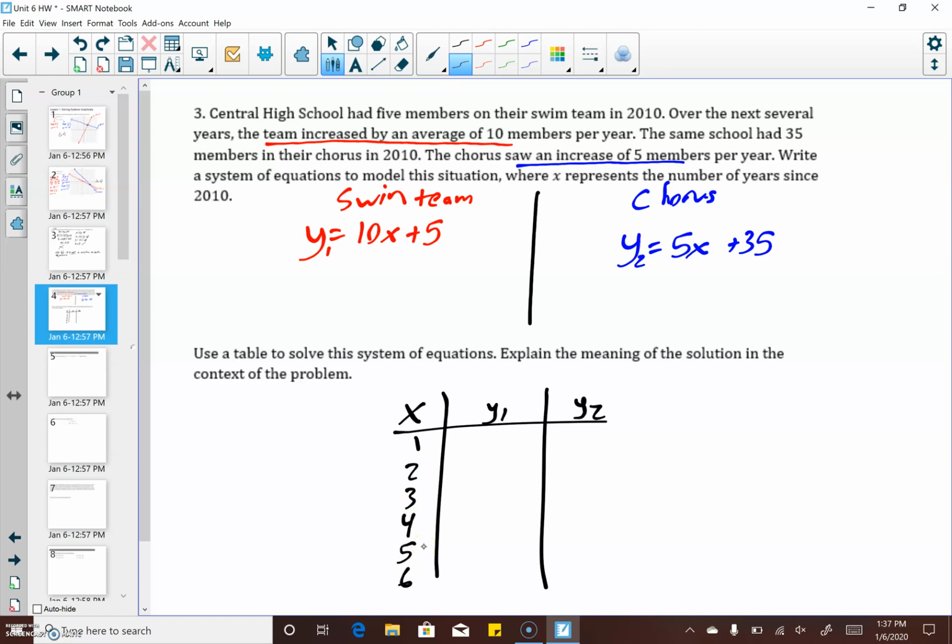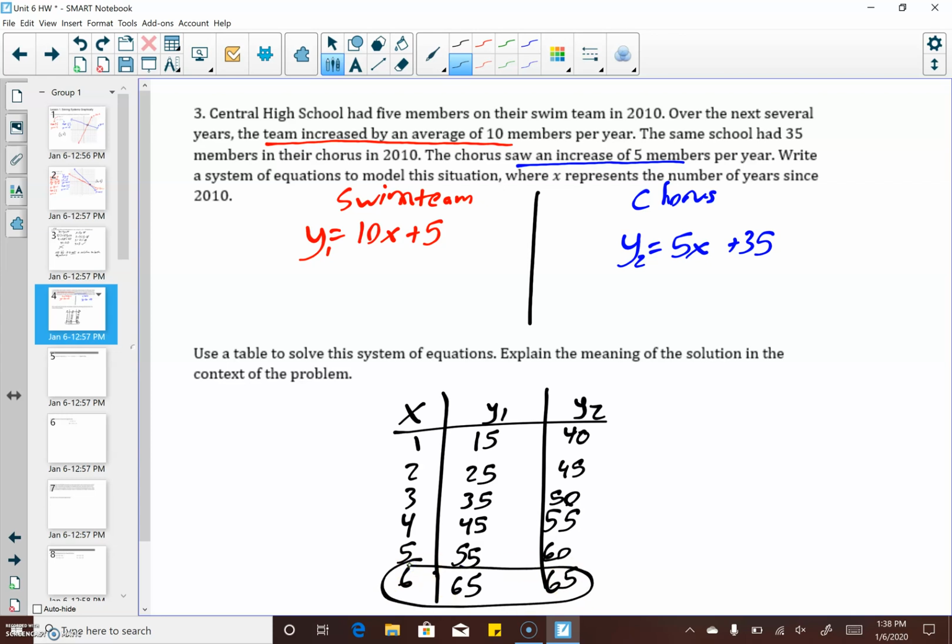So when I plug in a 1, and again, you can just copy this from your calculator, it should be 15 and 40. Then it should be 25 and 45. Then we're going to be 35 and 50. 45 and 55. Then we're going to be 55 and 60. And then we will be 65 and 65. So we found the solution to this system.